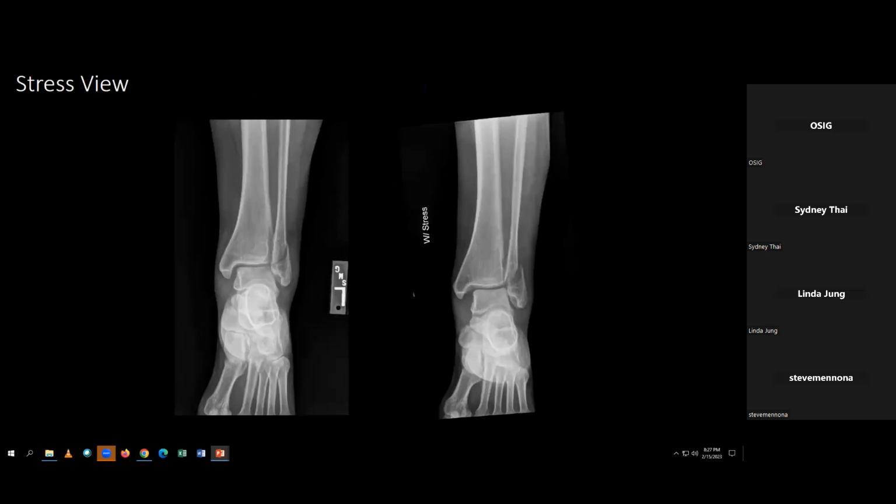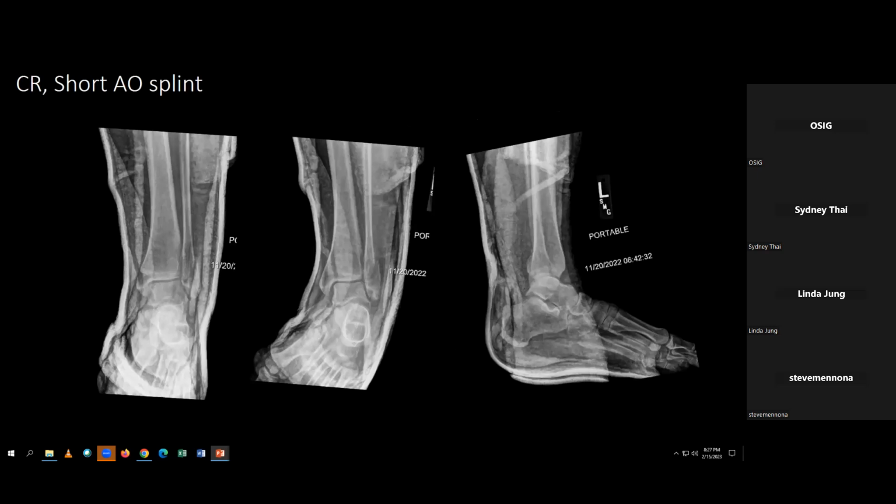Well, you have to stress it. So it's called a stress view. You can do that with either gravity stress or manual stress. And you just externally rotate the ankle and you can see that medial clear space opens. So we call that a stress positive Weber B. And that, again, usually needs surgery. Oh, I think that patient actually refused surgery, but they should have gotten surgery.